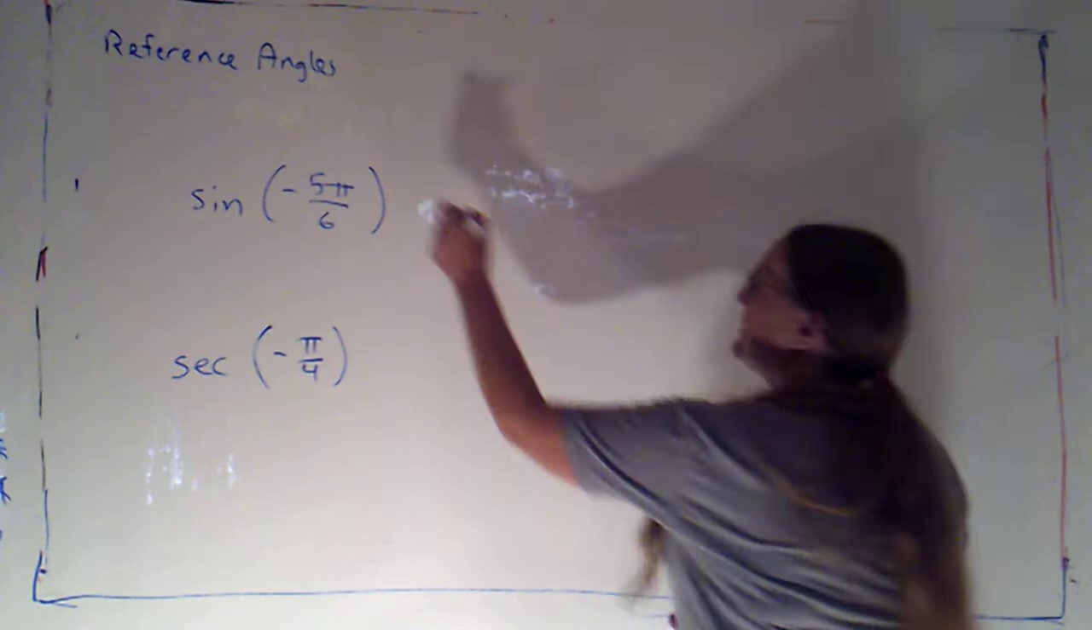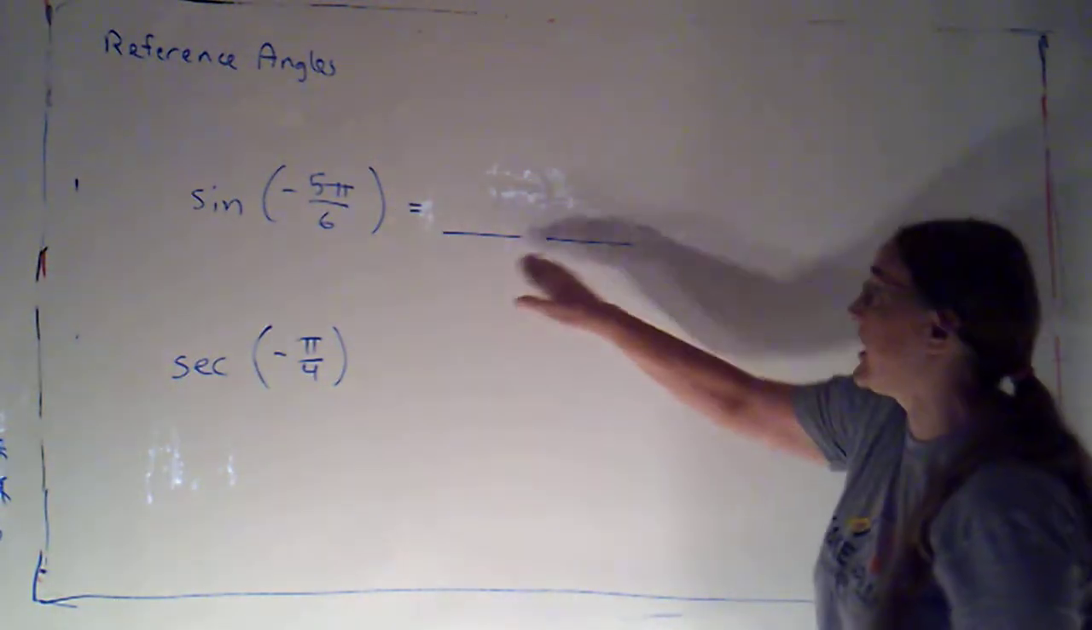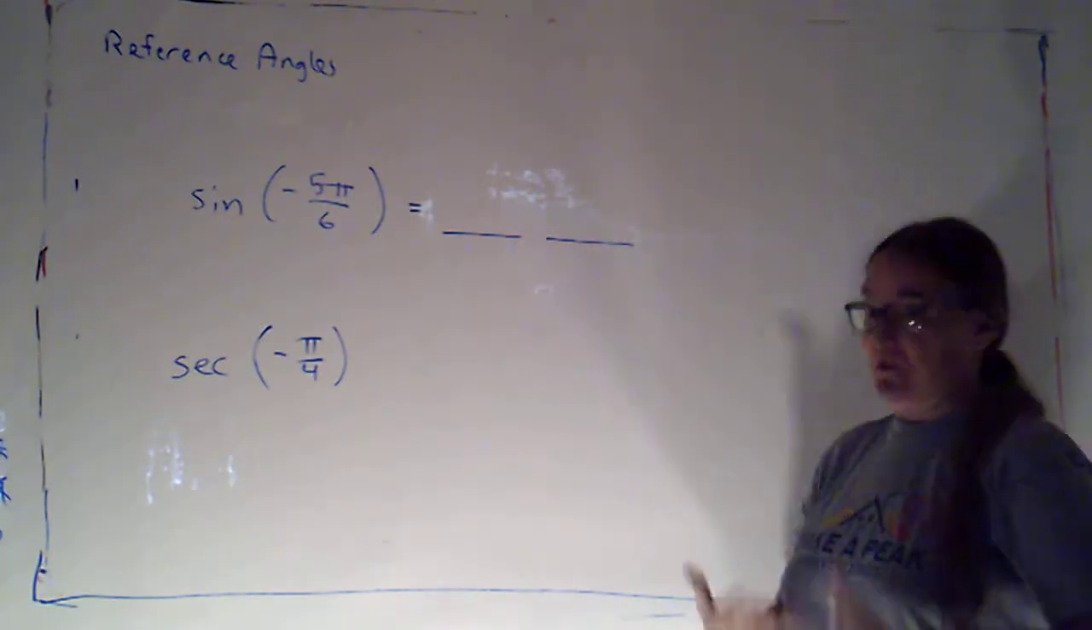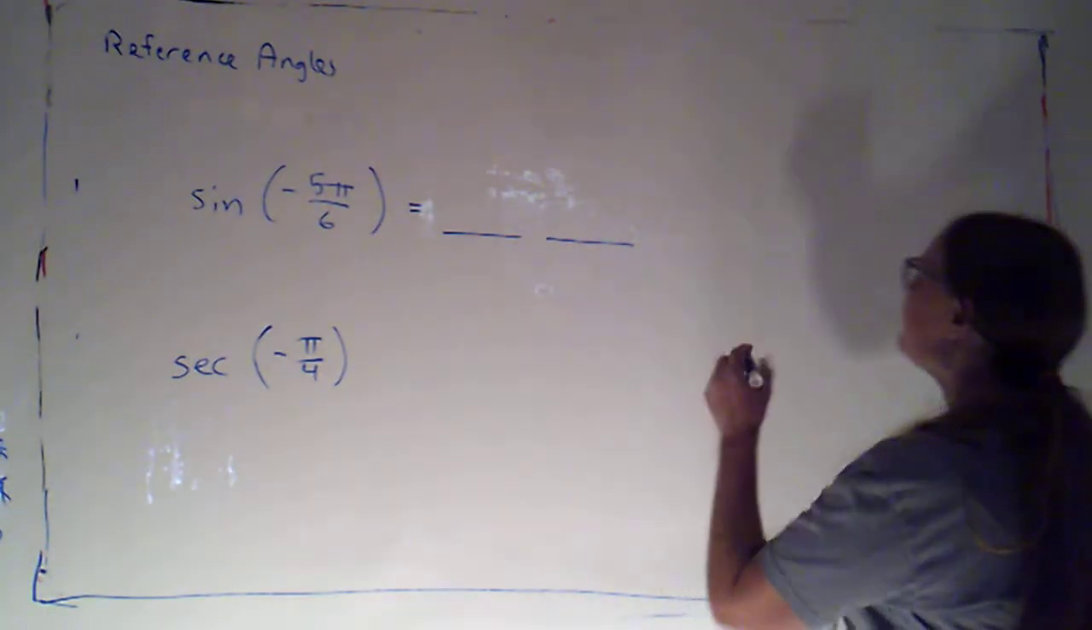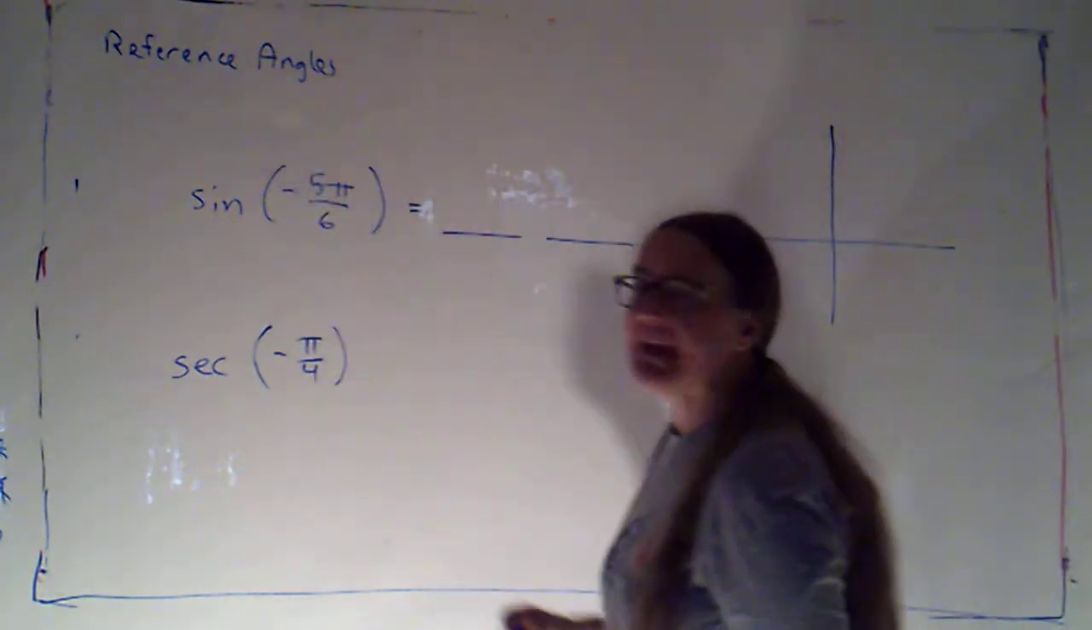So for sine of negative 5 pi over 6, again, I'm going to just do my two-step process. And I actually write out these blanks so that I sort of remember there are two tasks that I have. So the first thing is I need to figure out the plus or minus sign. Now this time we're working with a negative angle.